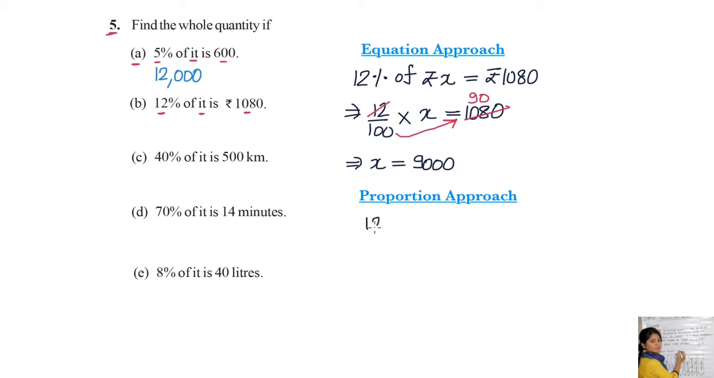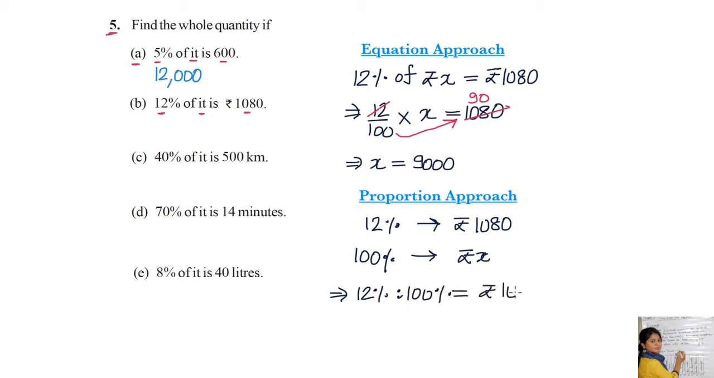Let's solve by the proportion approach. So 12% of something corresponds to 1080 rupees. Now 100% corresponds to x, rupees x, right? So basically now we can form a proportion. So 12% is to 100%, the same quantity on the same side, will be equal to 1080 is to x, right?